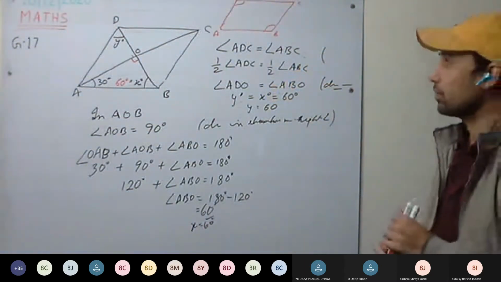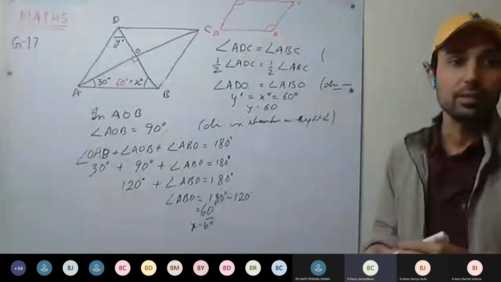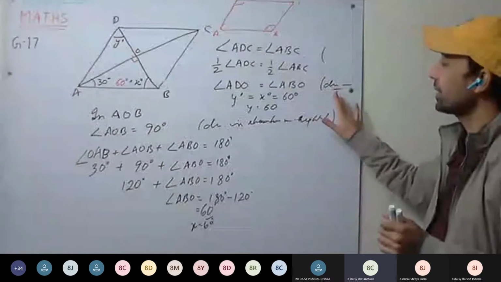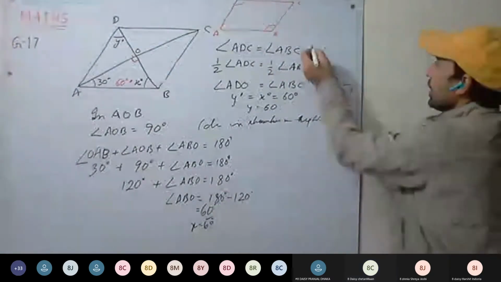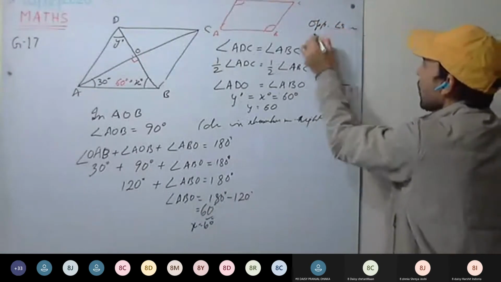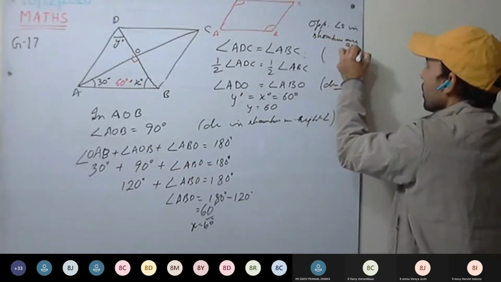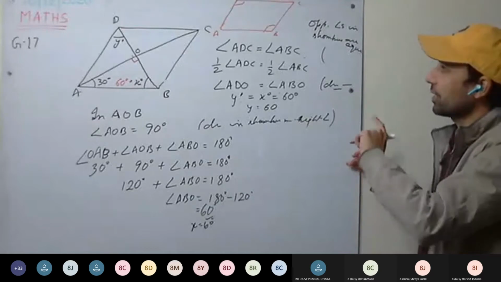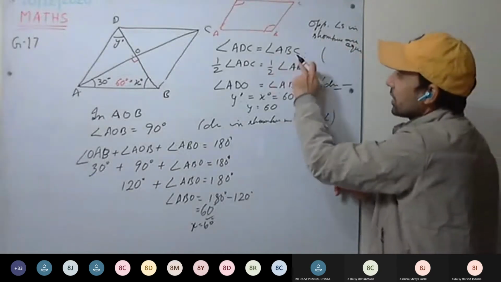Understood now? What is written in the box, in the bracket? See here, angle ADC equals angle ABC. Opposite. Here we will write that opposite angles in a rhombus are equal. In a parallelogram they are equal, in a rhombus they are equal, in a square they are equal, in a rectangle they are equal. Opposite angles are equal. This is the reason.